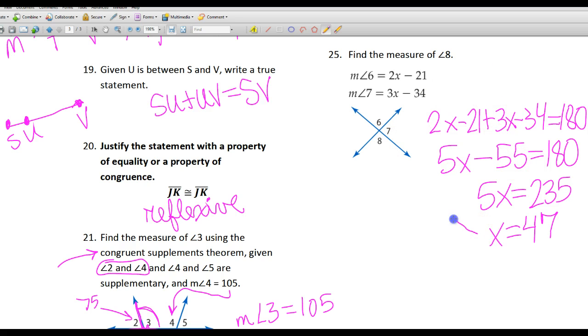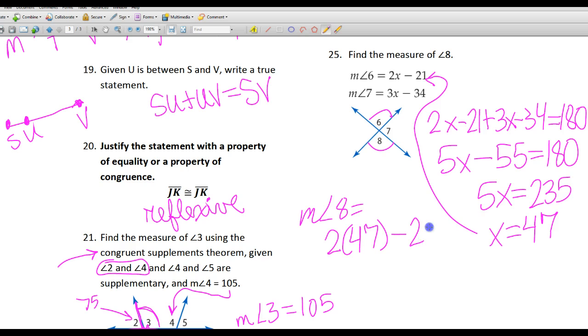Then, like I said before, we want to substitute that back in to find the measure of angle 6, because that will be our answer for the measure of angle 8. So that would be 2 times x, 2 times 47, minus 21. So 2 times 47 would be 94. And if we subtract 21 from that, we would have 73 degrees.